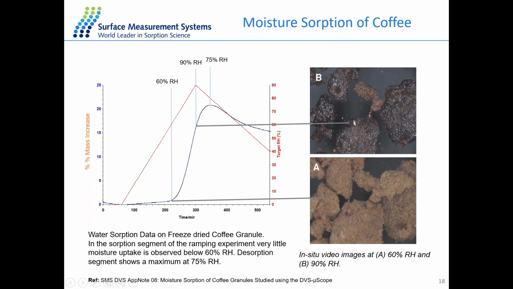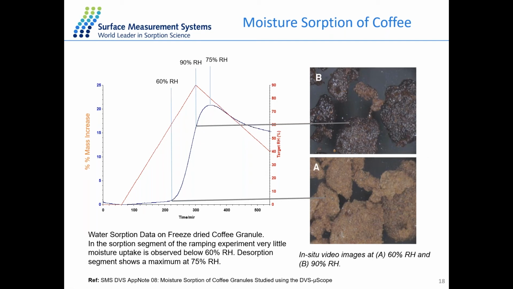And here's the sample image showing the sample already changed the color into a deeper color, as well as more wet compared to the 60% RH state. And during the desorption, the sample mass is reaching equilibrium, the maximum at about desorption 75% RH. So the deliquescence is somewhere between 90 and 75% RH. And this is kind of a stability study about the coffee granules.